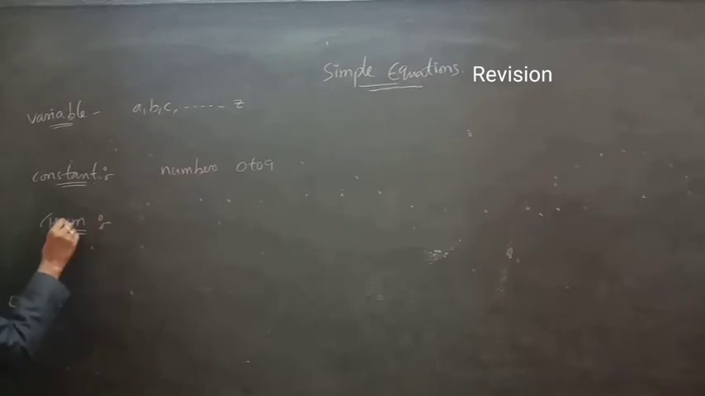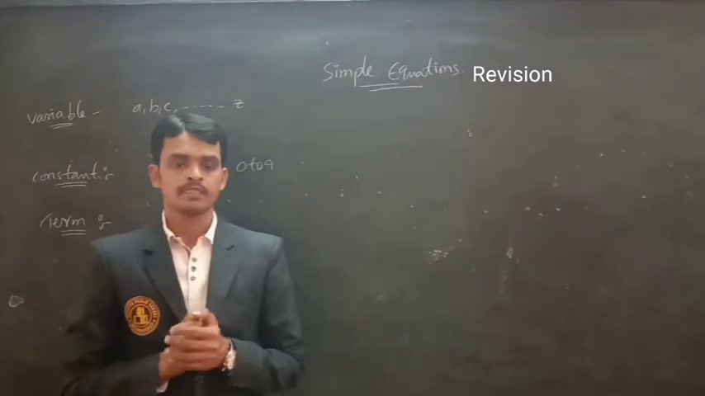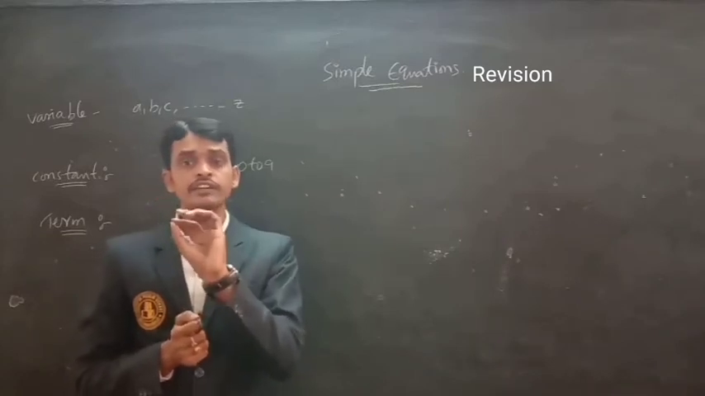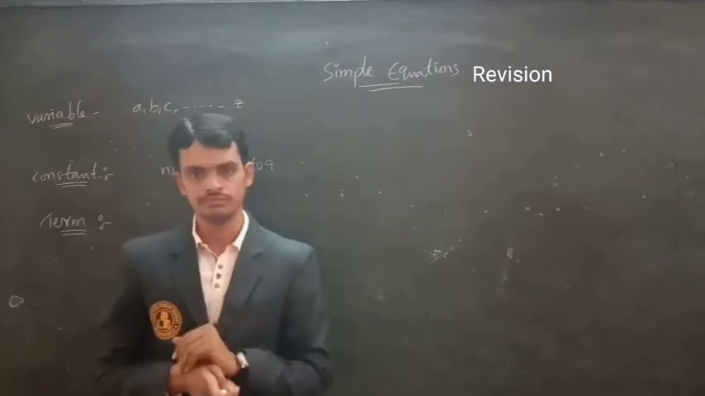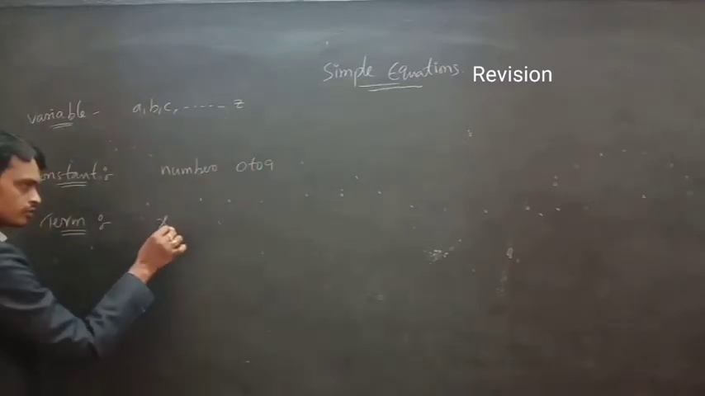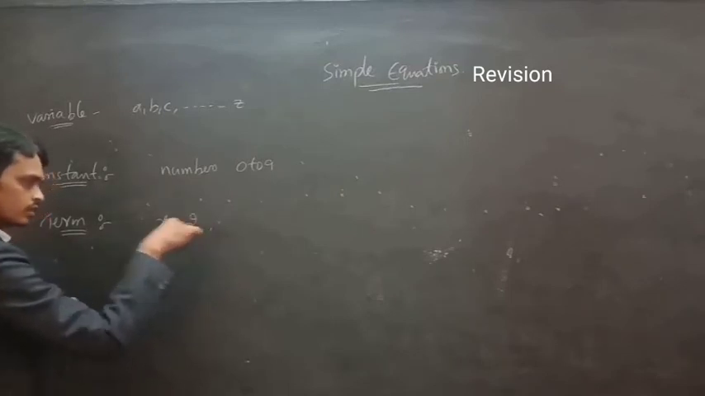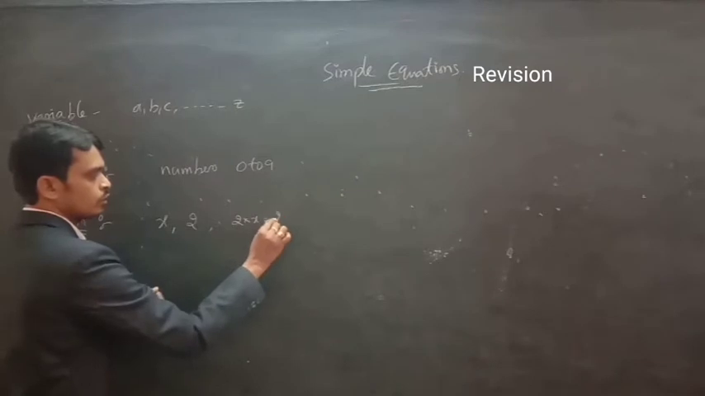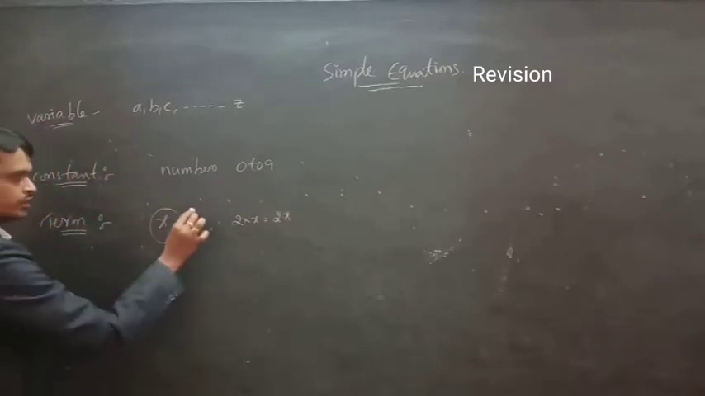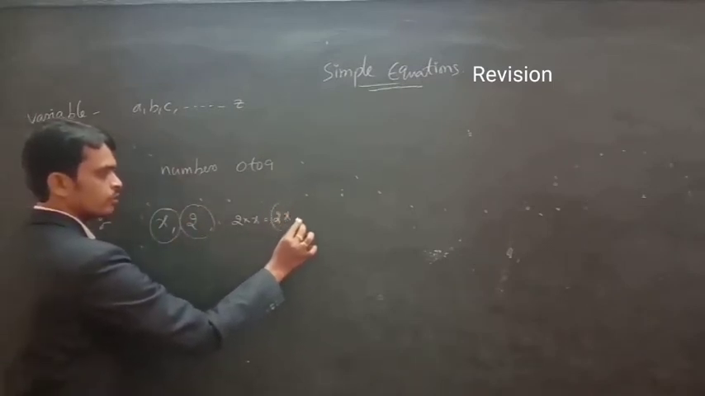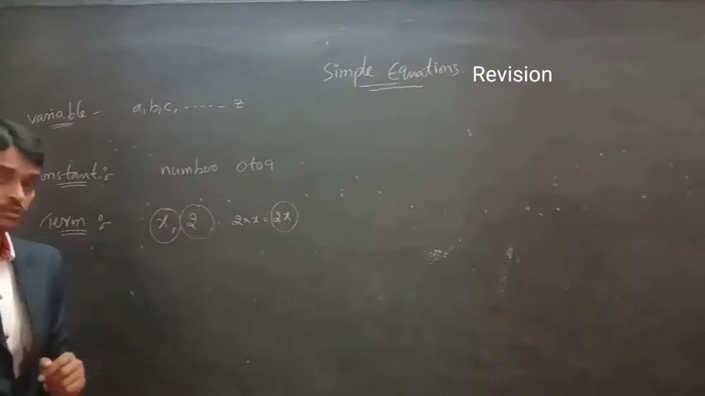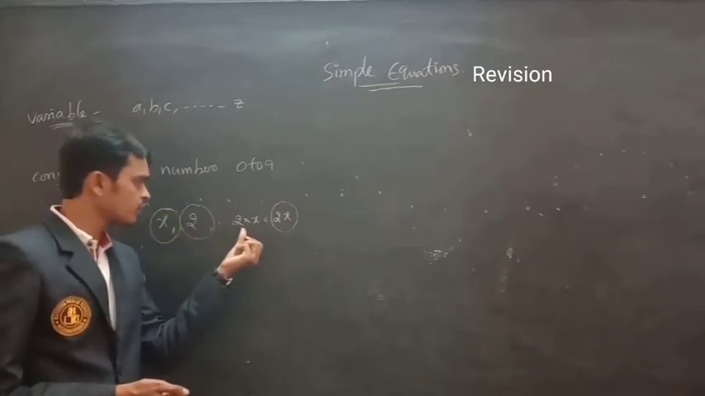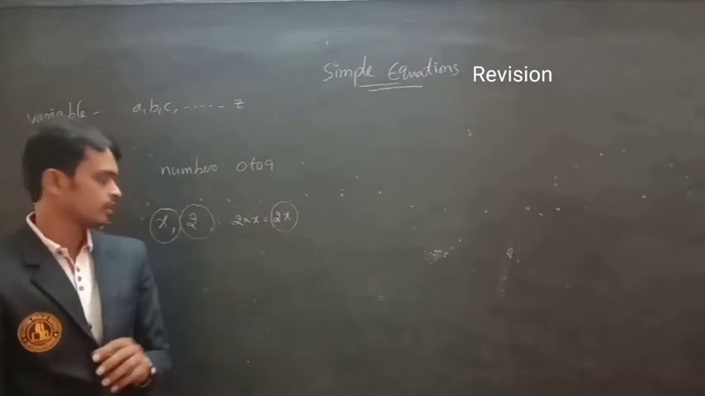Next, term. A term is a variable, or a constant, or the product of a variable and a constant. So 2 into x, nothing but 2x, is also called a term. A variable, a number, or the product of a variable and a constant is called a term.